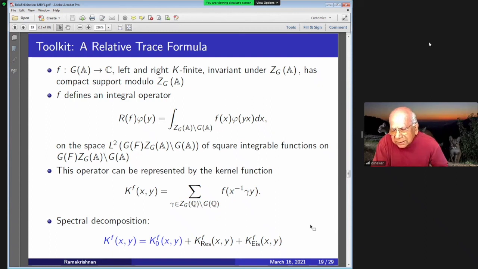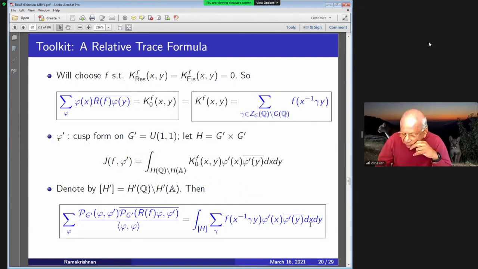So for the classical case, SL2R mod SL2Z, the residual part is just the constants, nothing else. But they get more complicated for U(2,1) and bigger groups. Anyway, you have the spectral decomposition, and that allows you to decompose the kernel function in different ways.